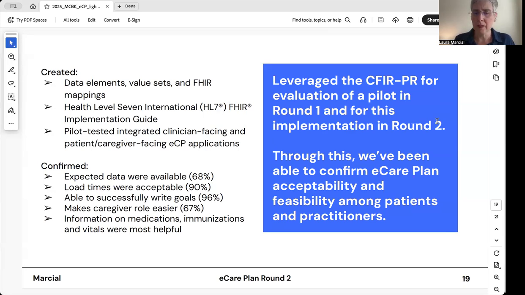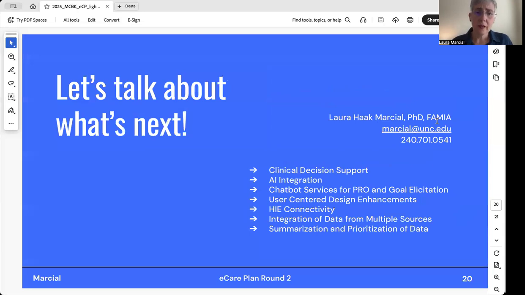The evaluation was guided by the Consolidated Framework for Implementation Research Process Redesign Framework, and results indicated that patients and caregivers alike and providers found the information provided by My Care Planner and eCare Planner available, load times acceptable, and that the tools help them create goals and supported the role of the caregiver as well. We also created a detailed implementation guide, relevant value sets, reusable assets, and other use cases as part of this work.